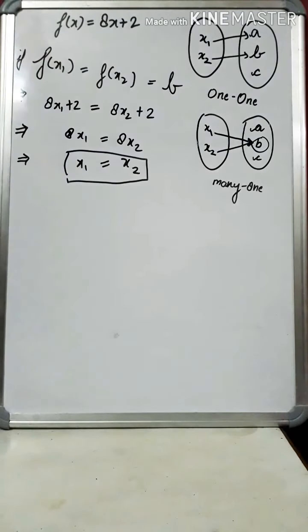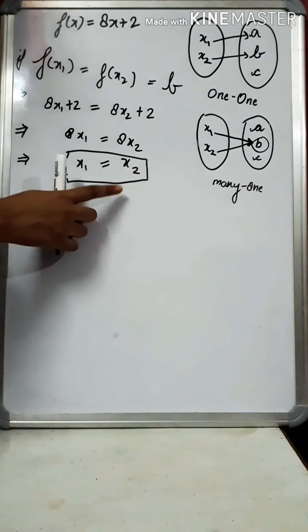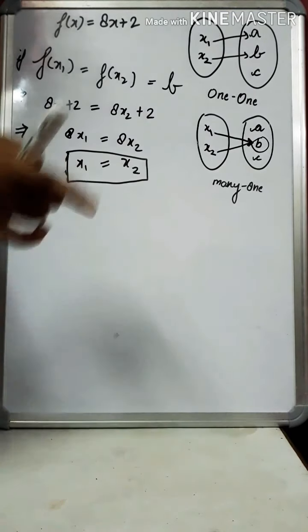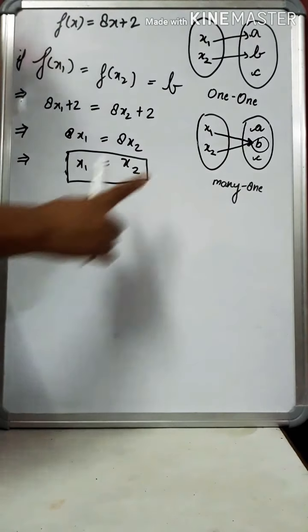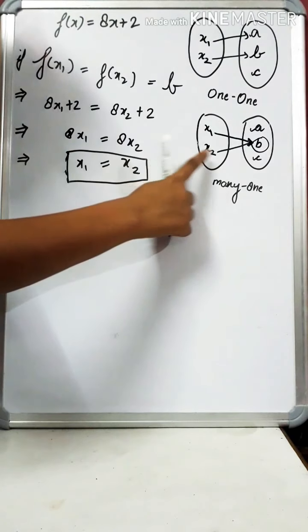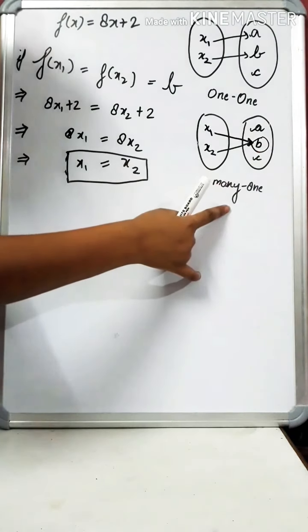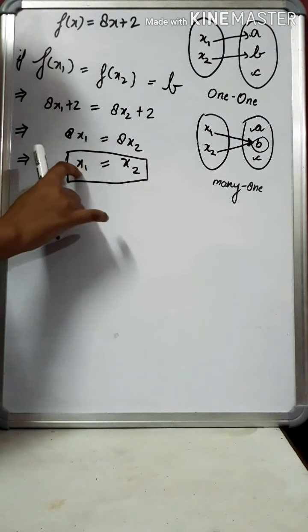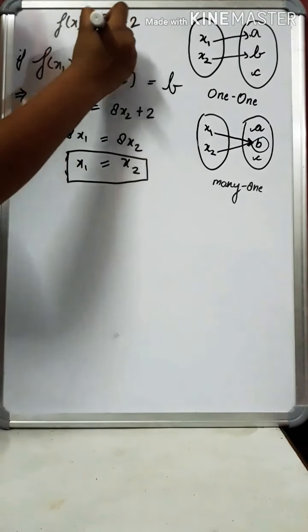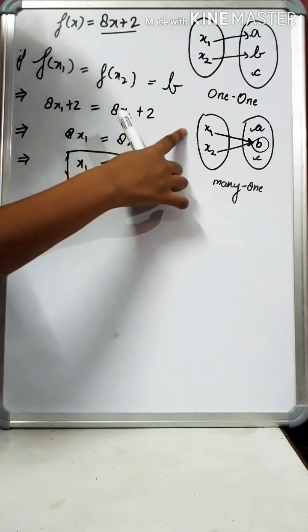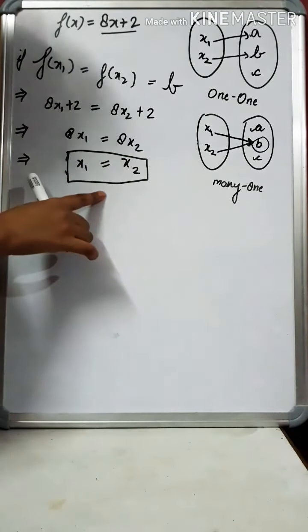So now this result will tell us whether our assumption was true or false. Now you see, our assumption was that x1 and x2 are two different elements and are mapped to the same element, right? This is what many-one mapping is. But what we got after solving this, we got that x1 is equal to x2 for this function, right? So our assumption is not true, right? Our assumption is straightaway proved false here.